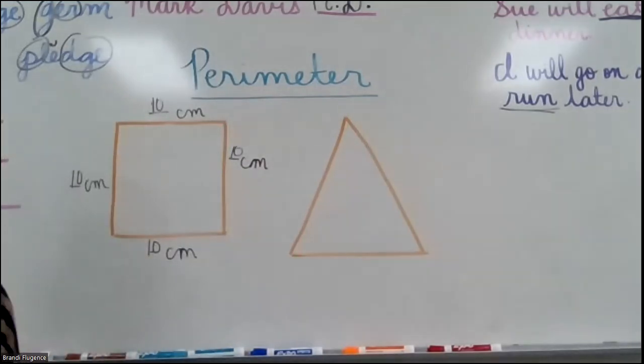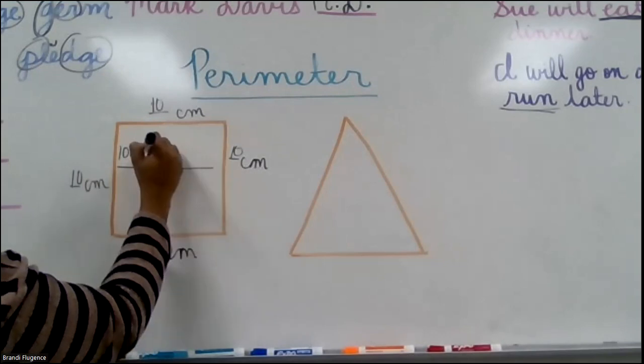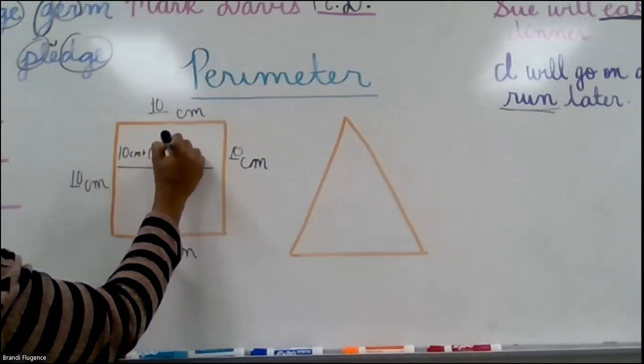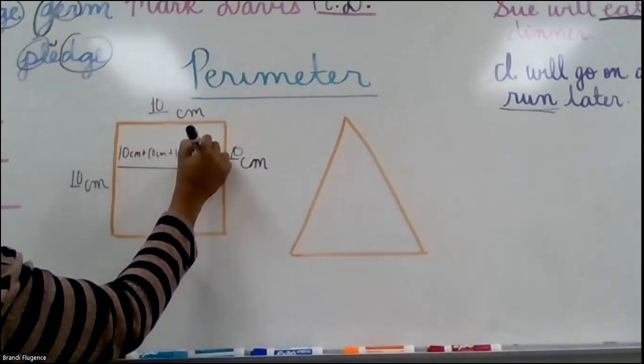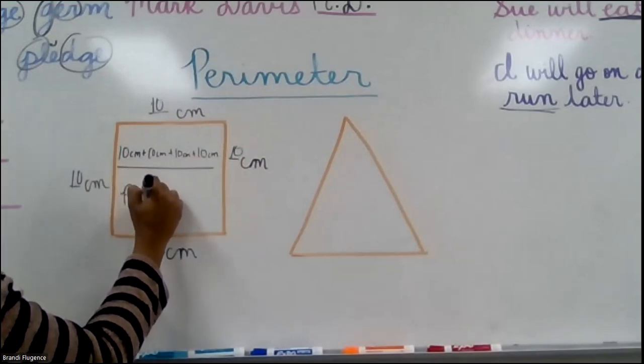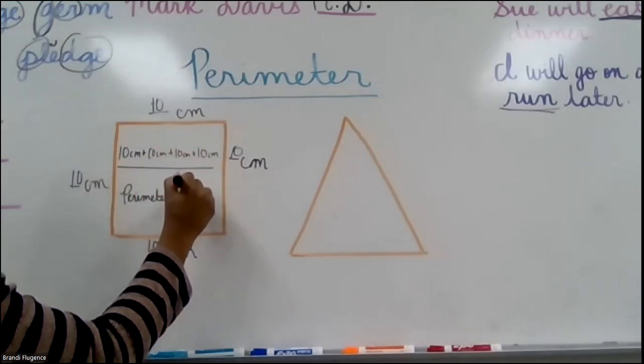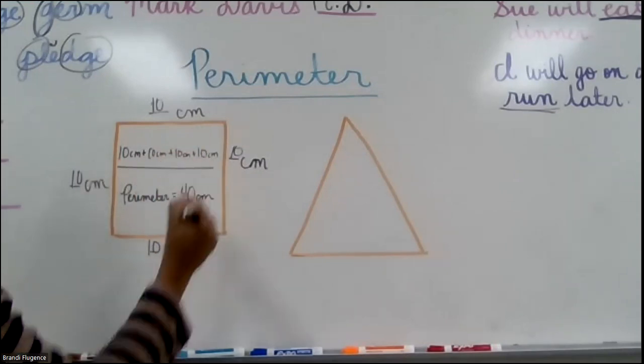Now I need to find out what's the perimeter of my shape. What I do is I add up all the sides together. So that will be 10 centimeters plus 10 centimeters plus 10 centimeters plus 10 centimeters. Then the perimeter would equal 10, 20, 30, 40. Perimeter is 40 centimeters.